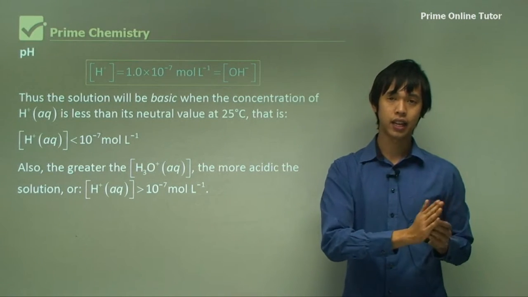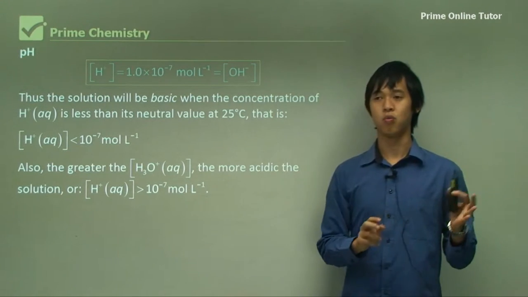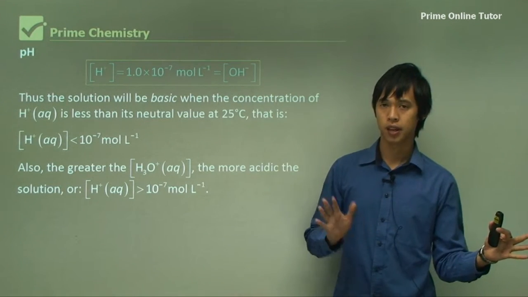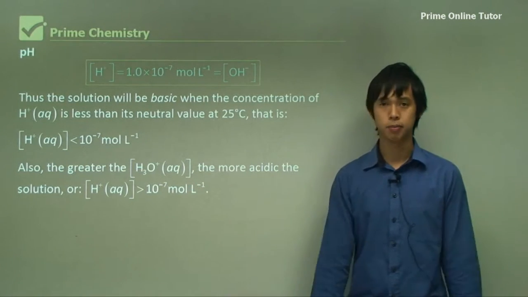Anything less than that, any less hydrogen ions, or hydronium ions, this guy, is basic. Anything more, so having more hydrogen ions, is acidic. Okay? Just that simple.